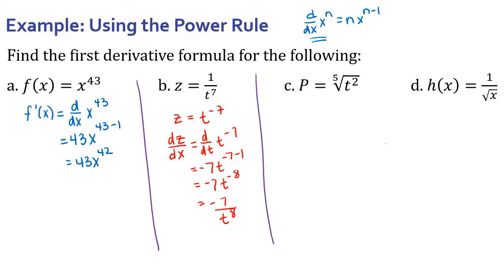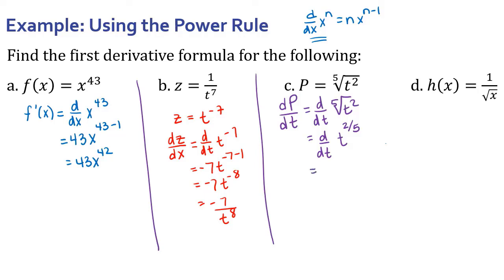All right, looking over here for letter C. P equals the 5th root of t squared. So using Leibniz notation, the derivative of this function with respect to t, because that's the variable that we're using here. Let's rewrite this 5th root of t squared using that property of exponents. It's going to be t to the 2 over 5 power.